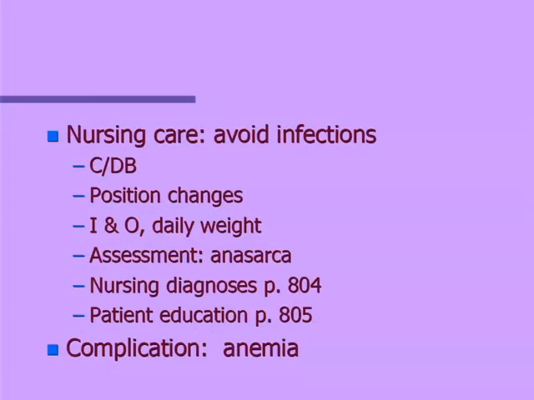Assess for anasarca. Anasarca is total body edema. Assess for anemia because of that decrease in erythropoietin, and that is a complication of this. And if you do have anemia, you will receive Procrit, Epogen, epoetin alpha, something like that, at least once a week. Nursing diagnoses are on page 804, as I think I've already mentioned, and patient education is on page 805.